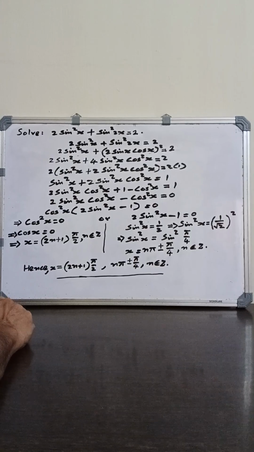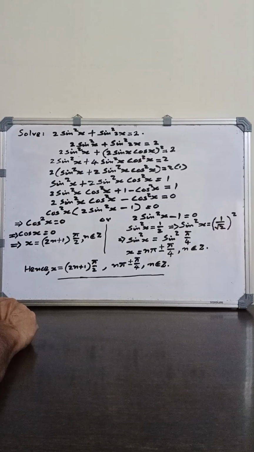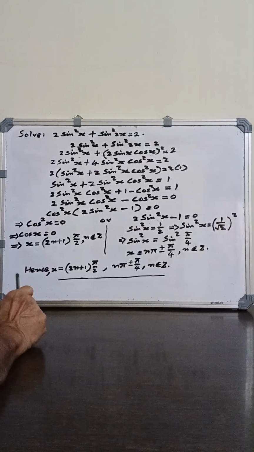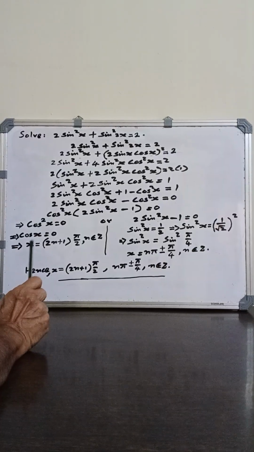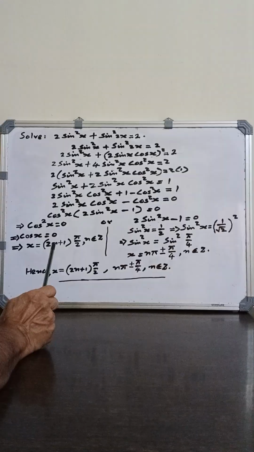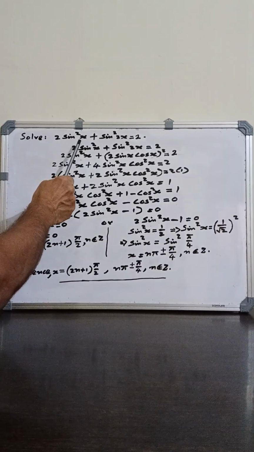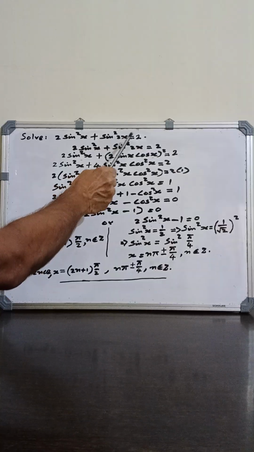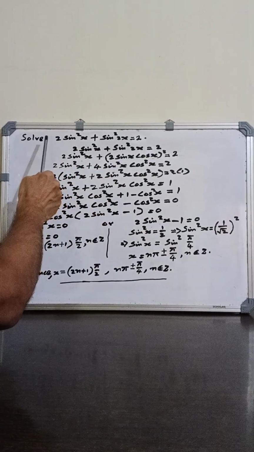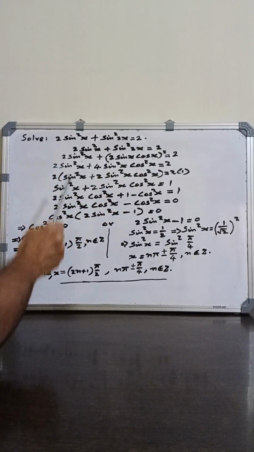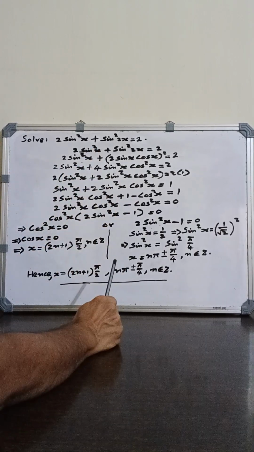Today we are discussing evaluating or solving trigonometric equations relating to trigonometry of 11th standard mathematics. Solve 2 sine squared x plus sine squared 2x equals 2. 2 sine squared x plus sine squared 2x equals 2 is a trigonometric equation and we have to solve and find the value of x.